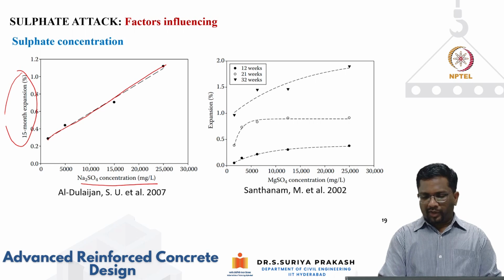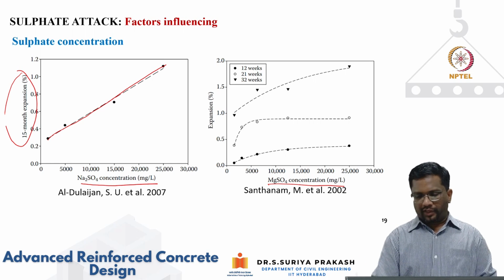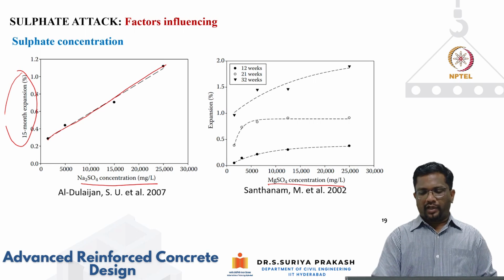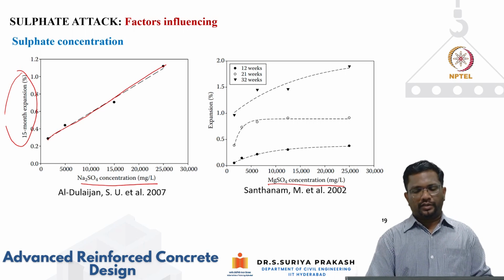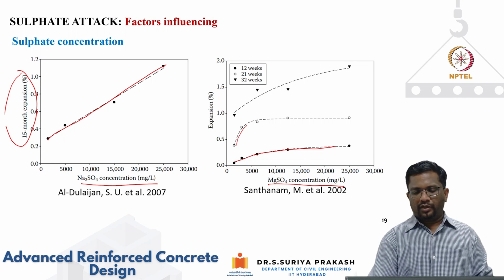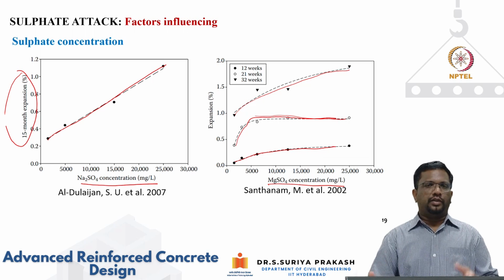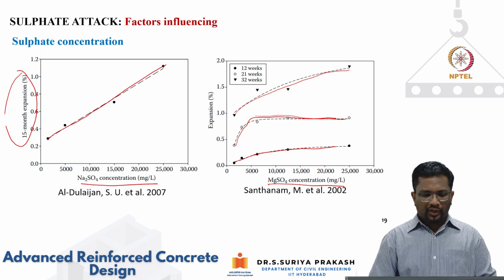The next one is with magnesium sulfate concentration, and these expansions are measured at different times: 12 weeks, 21 weeks, and 32 weeks. Again, you can clearly see here that the higher the concentration of your magnesium sulfate, the higher will be your expansion. Of course, at a lower age, it is less. As time goes on, the expansion also increases. In some cases, it also kind of plateaus, right? So this is the expansion. So the higher the magnesium sulfate concentration, the higher will be the expansion. So that is one thing.